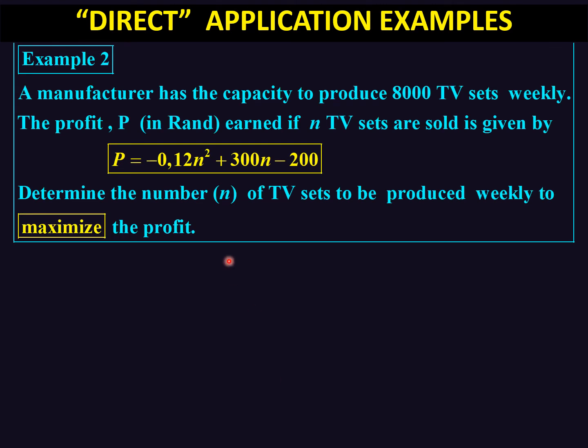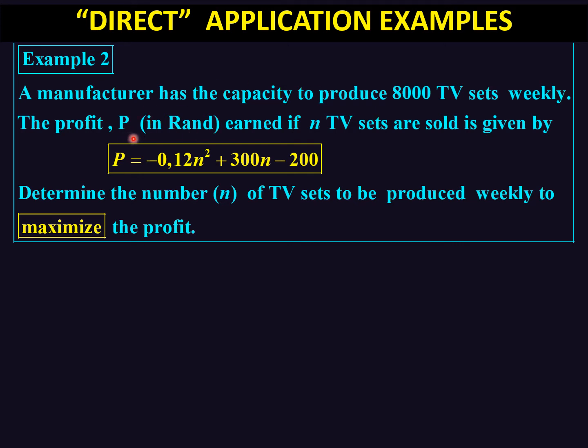Let's proceed to another question now. A manufacturer has a capacity to produce 8,000 TV sets weekly. What does that mean, a capacity to produce? That's right. In other words, you can produce up to 8,000 or can produce less as well. So here we have a constraint, can produce between 0 and 8,000 TV sets.